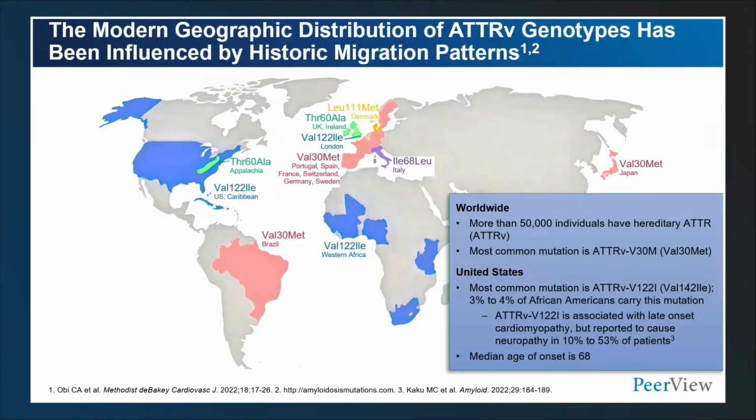In the United States, the second most common mutation is likely the T60A mutation, and this occurs primarily in Ireland, but there are various pockets around the world. It was previously known as the Appalachia mutation because there's a very high density, as you can see, in Appalachia in the United States.